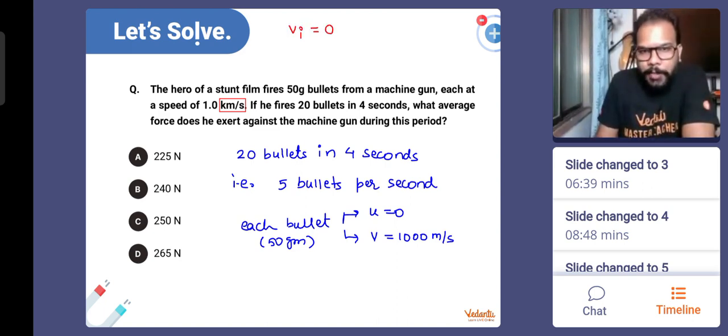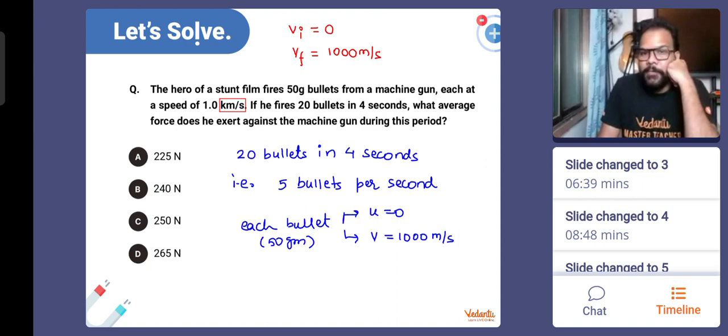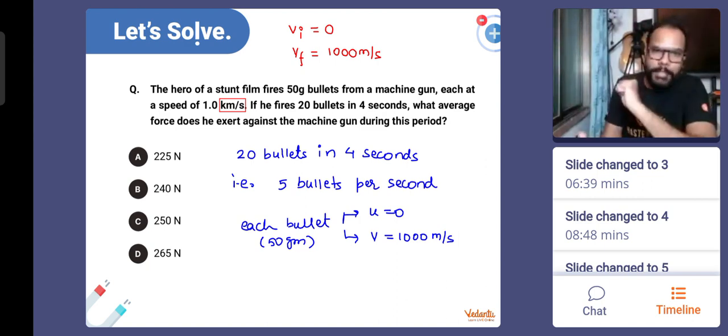The point is, the initial velocity of the bullet is 0. The final velocity of the bullet is 1000 meters per second. That's what 1 kilometer per second means. If he fires 20 bullets in 4 seconds, then what is the average force he exerts against the machine gun during this period? Or basically, how much force is applied by the machine gun on the bullets? That's how we can look at it.